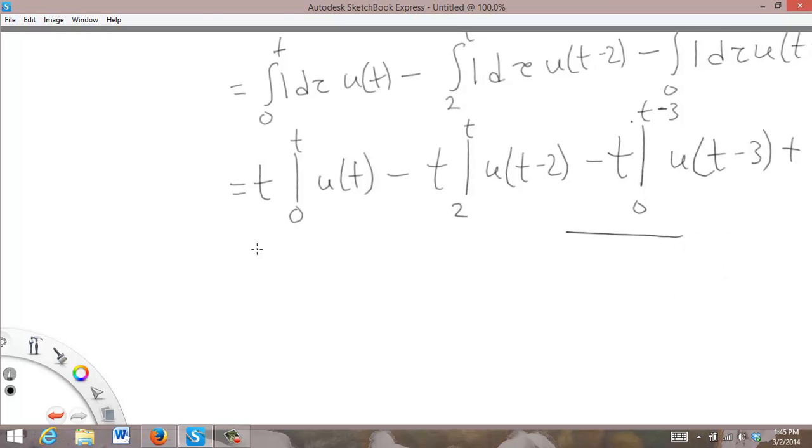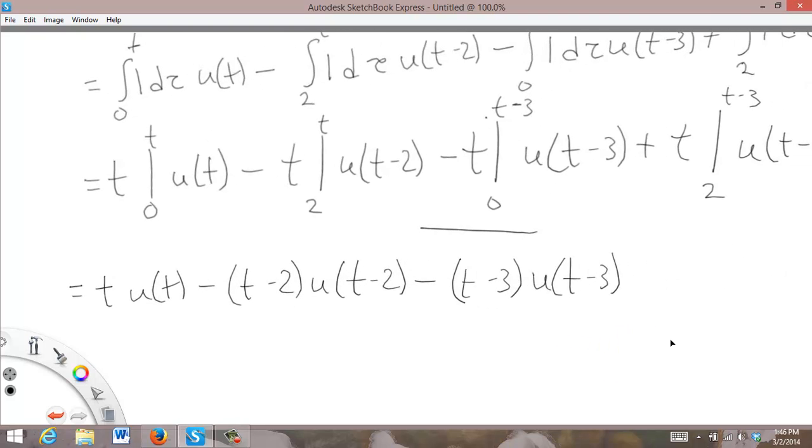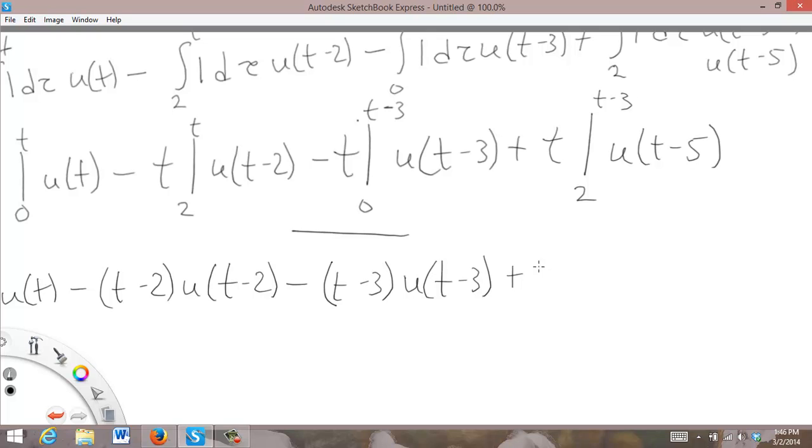Alright, so now, this first integral, evaluated at the limits, becomes t u of t minus t minus 2 u of t minus 2 minus t minus 3 u of t minus 3, and the last one is plus t minus 3 minus 2, or t minus 5, u of t minus 5.